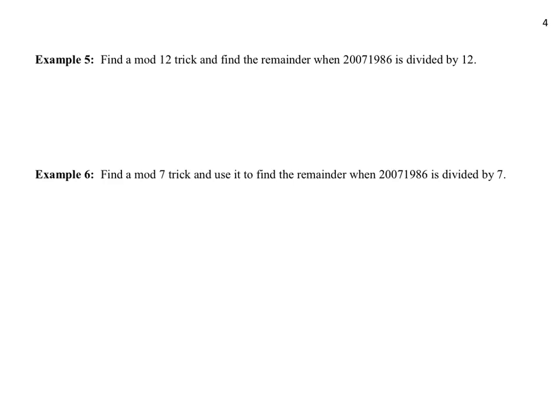Welcome. In this video, we're going to discuss some examples that build upon what we talked about in the previous video. So let's start with the first example. Example 5 says, find a mod 12 trick and then find the remainder when we divide this number by 12.